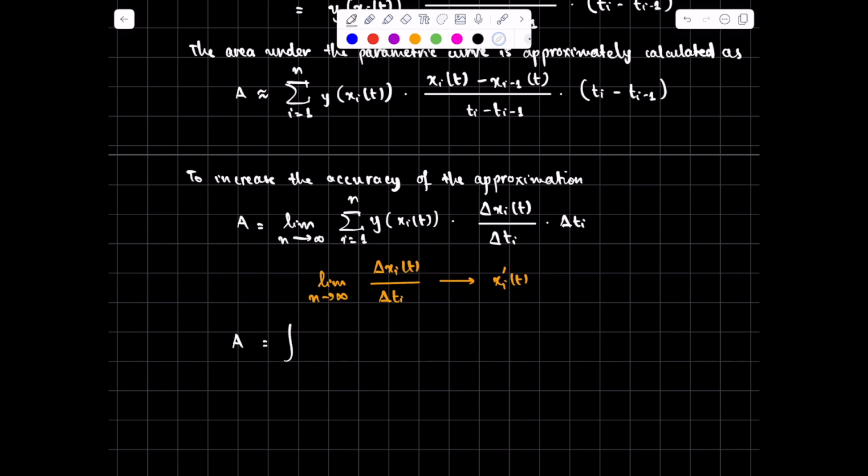And the area is equal to the definite integral from a to b of y of x of t times x prime of t dt. So this is the formula to calculate the area under the parametric curve, x equal to x of t and y equal to y of t. Okay, so now let's do some example.